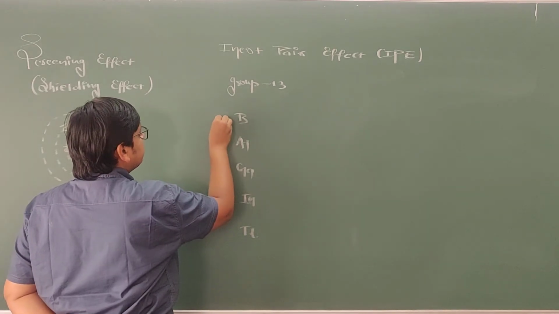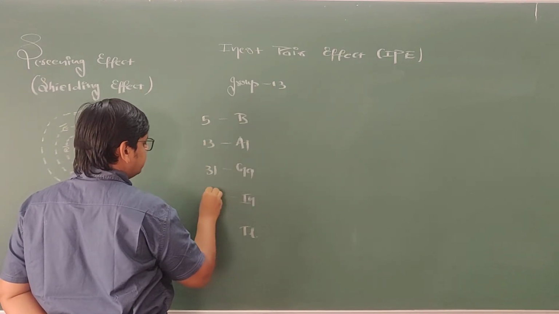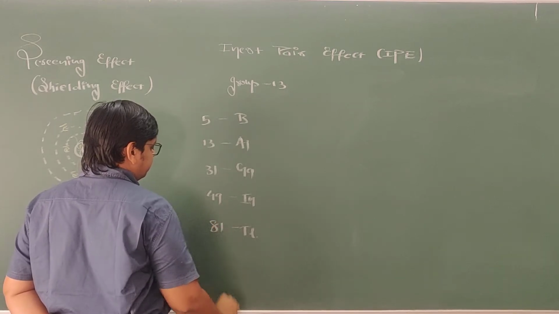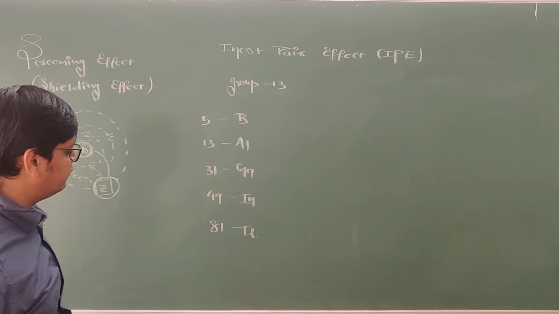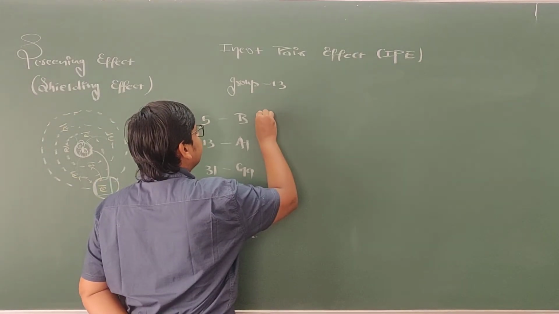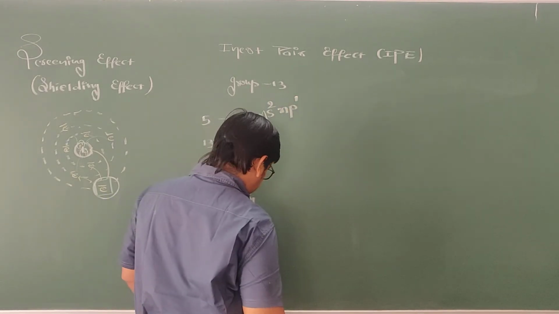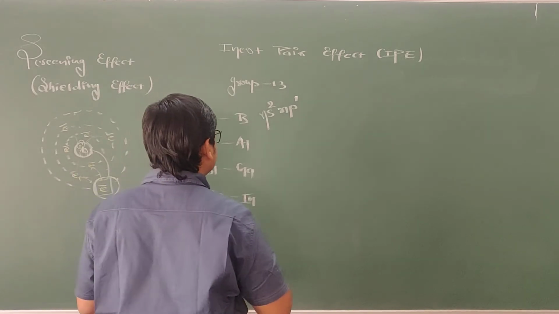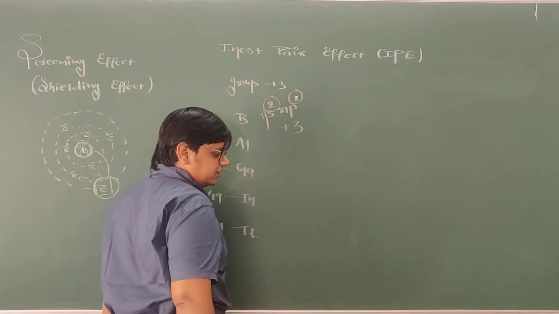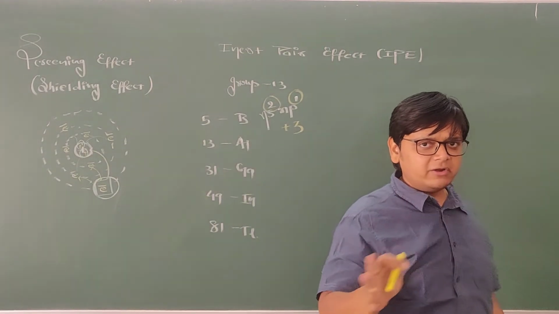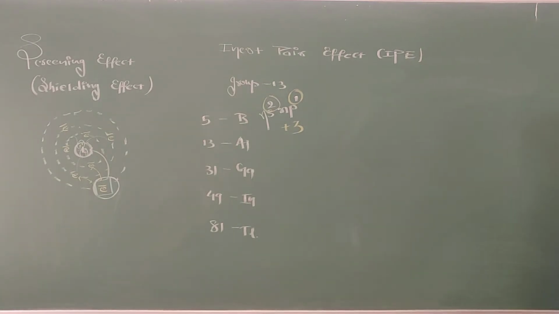The atomic numbers are 5, 13, 31, 49, 81. And the general electronic configuration is ns2 np1. So how many electrons are present in the valence shell? There are 2 plus 1, 3. So the general oxidation state will be +3, as we had already discussed in our video lecture. Okay. So it is +3.